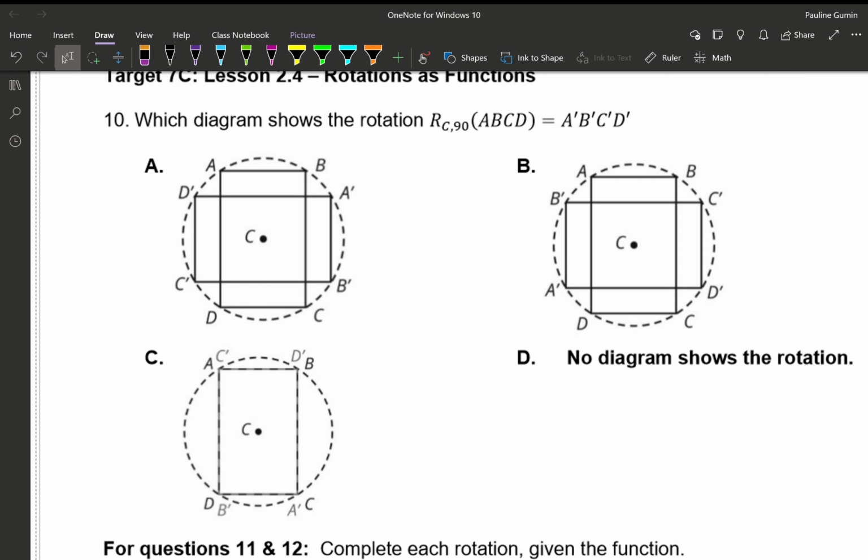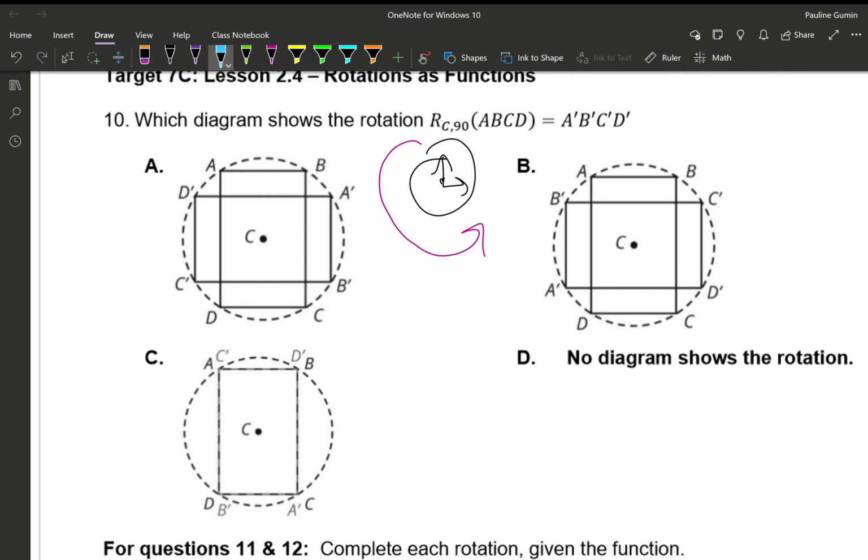All right, number 10. Which diagram shows the rotation R_C,90 of ABCD, which equals A prime, B prime, C prime, D prime? What that means is we're going to rotate counterclockwise 90 degrees. And I know it's counterclockwise because the 90 is positive. Counterclockwise, imagine a clock. Counterclockwise is going backwards on the clock. So I'm just going to look at both of the new A's and see if any of them follow the right direction.